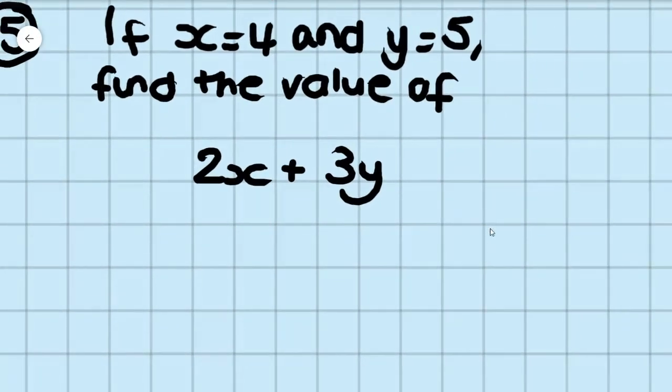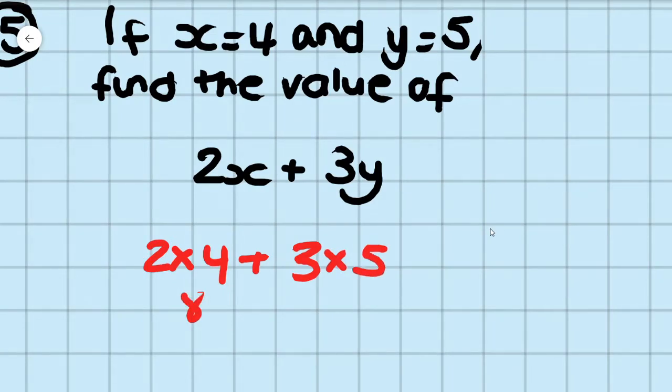Then I got substitution. So x is 4, y is 5. So I've got 2 lots of x and 3 lots of y. So 2 lots of 4 plus 3 lots of y. So that's 8 plus 15, which is 23 for that one.